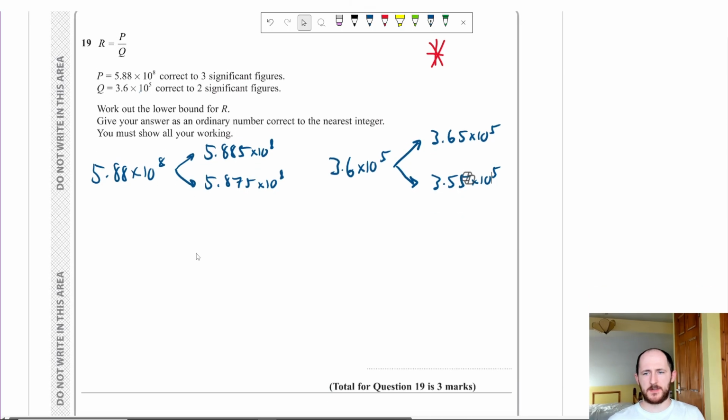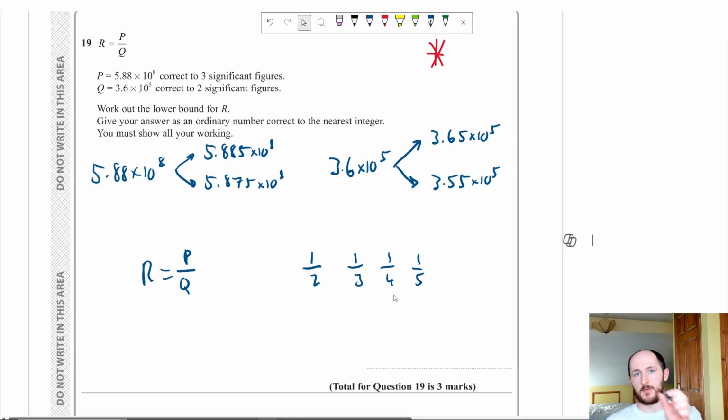So, working out the lower bound for R. R is P divided by Q. So what they're basically asking you is, how do I make R as small as possible? Now, if I think about it, and I like to use really easy fractions to make it clear, right? If I have 1 over 2, and 1 over 3, 1 over 4, 1 over 5, as I make the denominator bigger, what happens to the overall value? Well, it gets smaller, right? Like 1/2 is 0.5, 1/3 is 0.33, 1/4 is 0.25, and so on. So in other words, if I want to make it as small as possible, I want to make Q as big as humanly possible. Because as I make a denominator bigger, the overall value gets smaller.